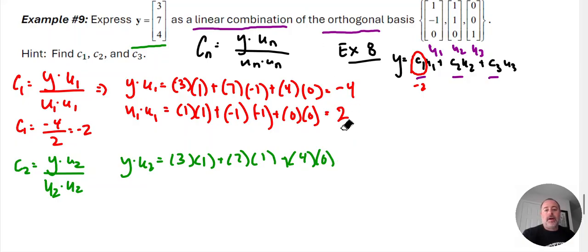Get rid of that. That's like not equals to. We want to make sure it's equals to. And we get that this ends up being 3 plus 7, which is 10. So our numerator for c sub 2 is going to be 10.